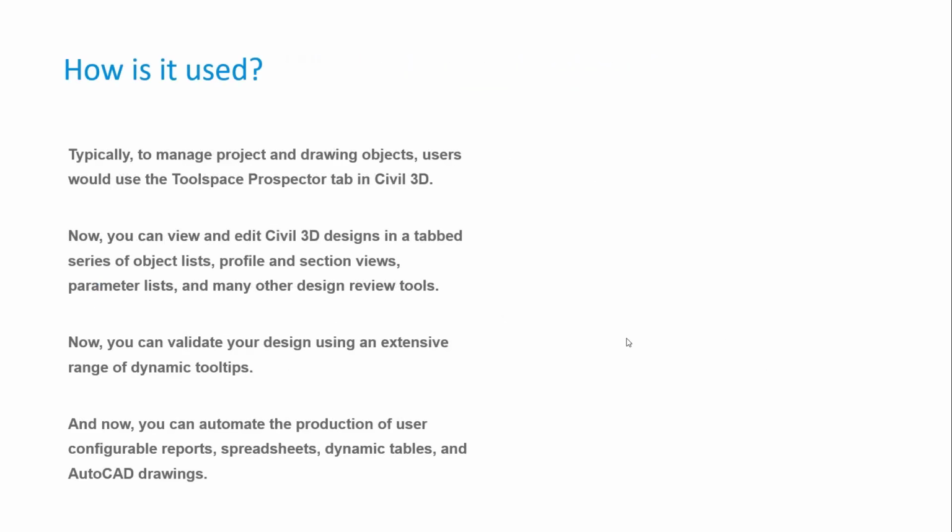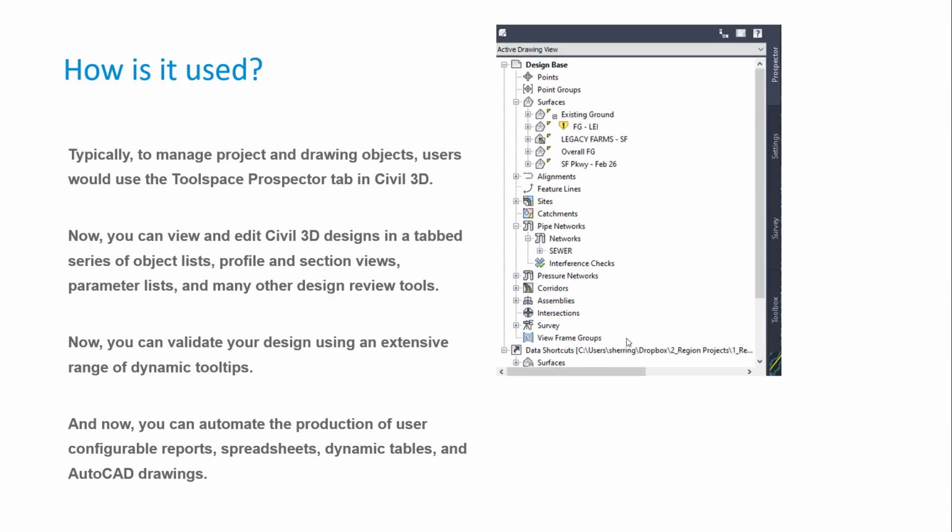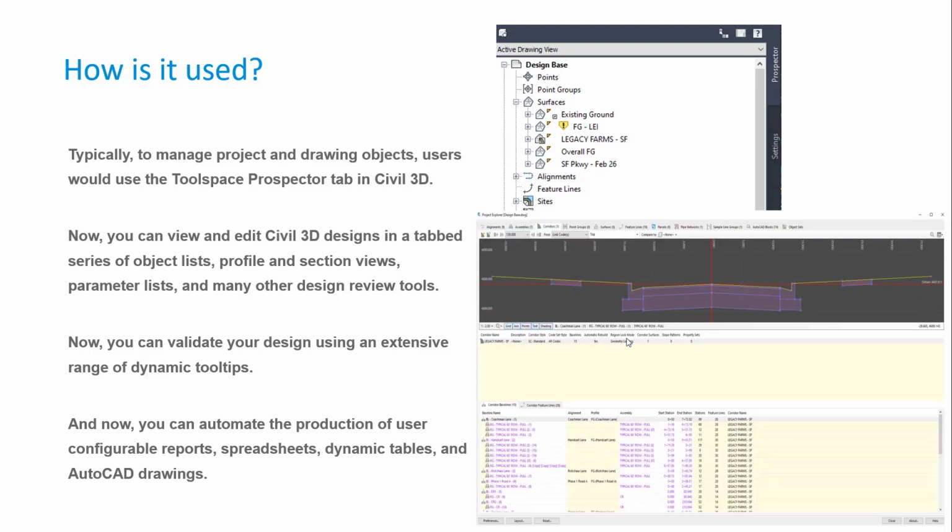So how is it used? Typically the management part of your project and your drawing objects is done in the tool space in your prospector tab. Now you can edit Civil 3D designs in this tab series of lists. So all your assemblies, corridors, point groups, surfaces, alignments, profiles, so forth. Everything's all in one place, similar to the prospector, but easy to jump between entity to entity.